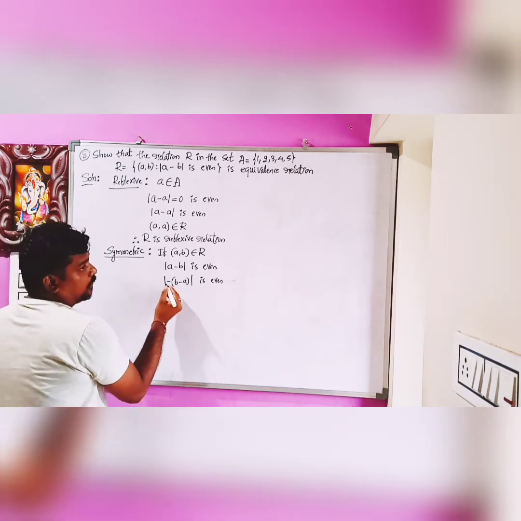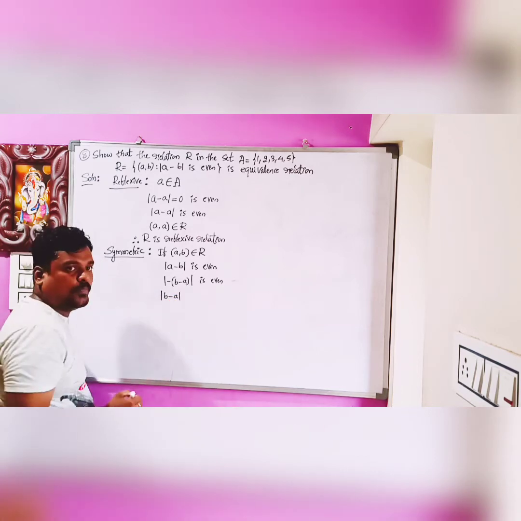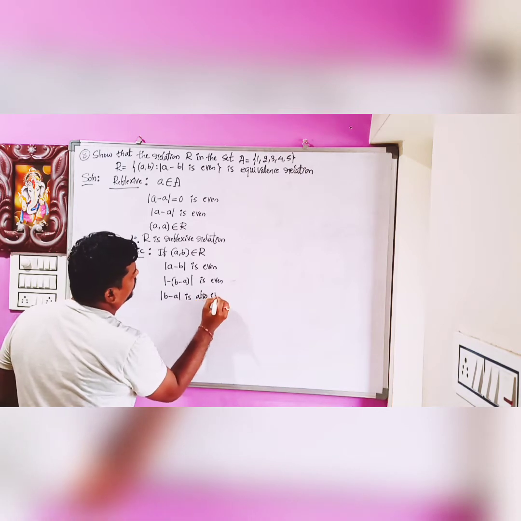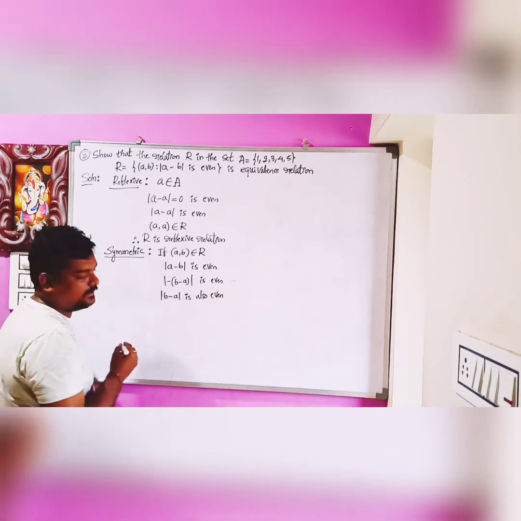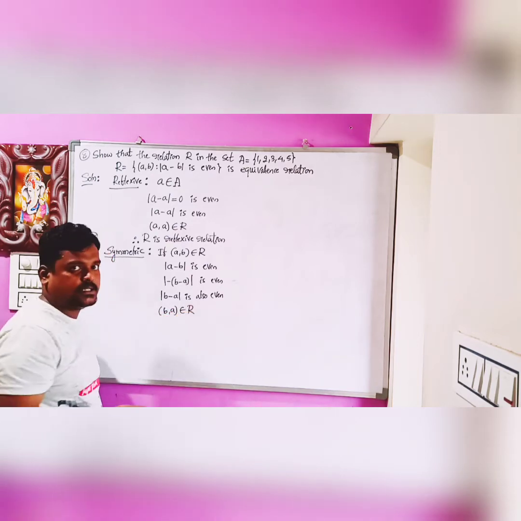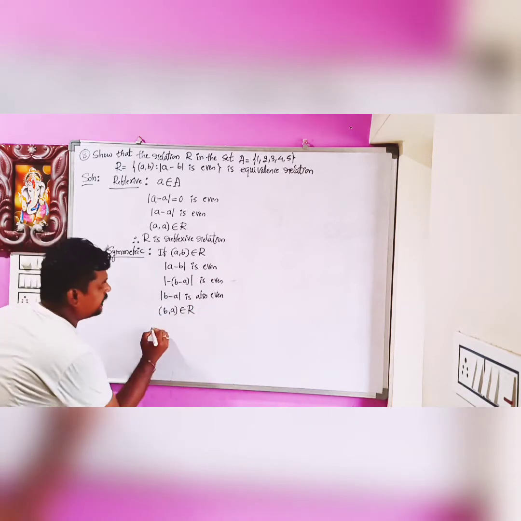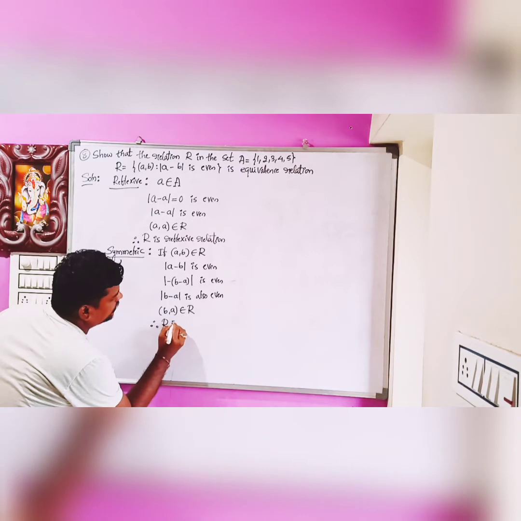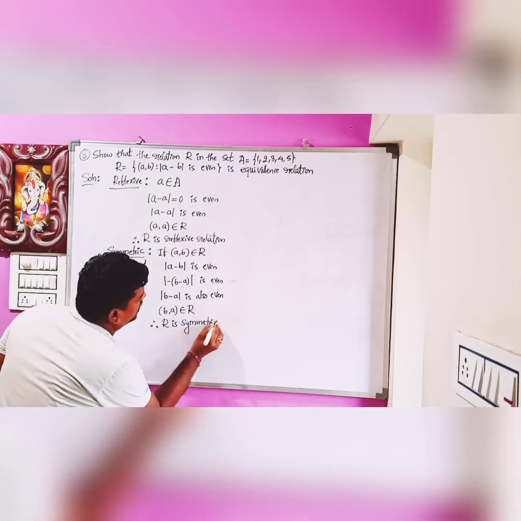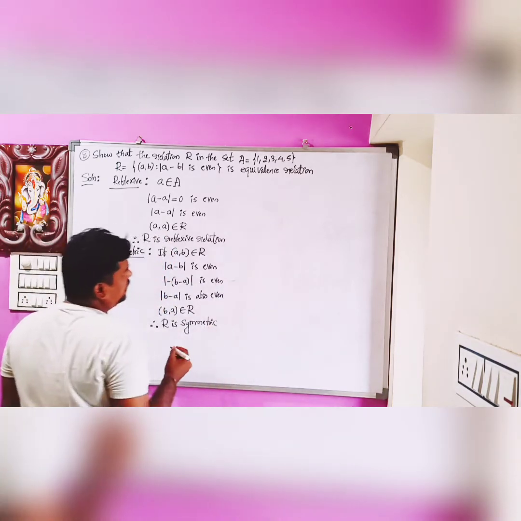So if you remove the minus of modulus, it will be plus. Mod B minus A is also even. So if this is also even, we can say B comma A belongs to R. We have considered A comma B belongs to R and we have proved B comma A belongs to R. Therefore, by the definition, R is symmetric. So we have proved R is reflexive and R is symmetric. Now the transitive case.